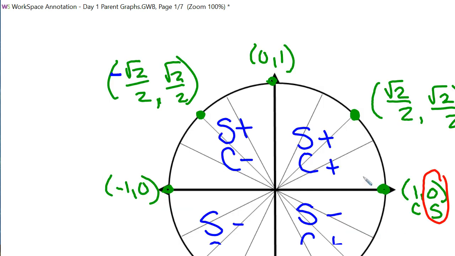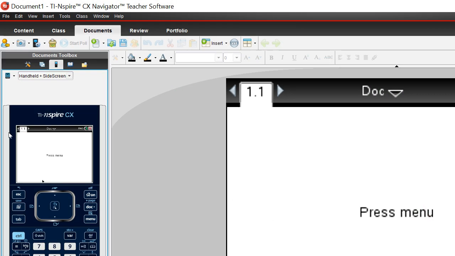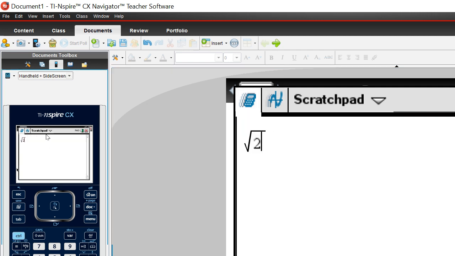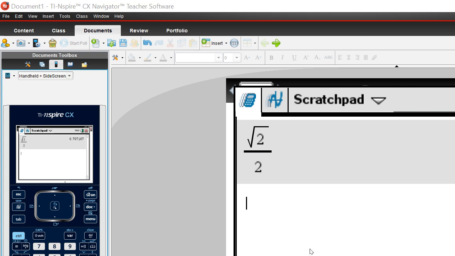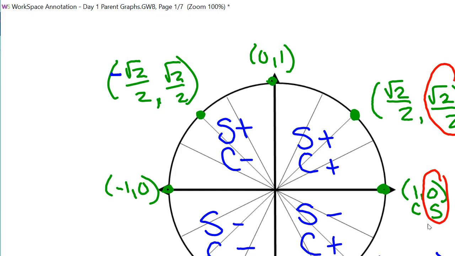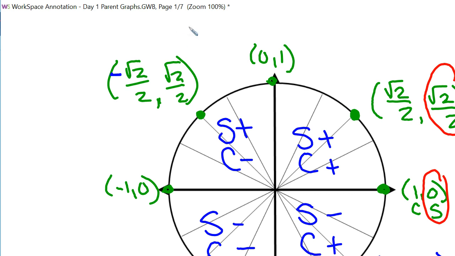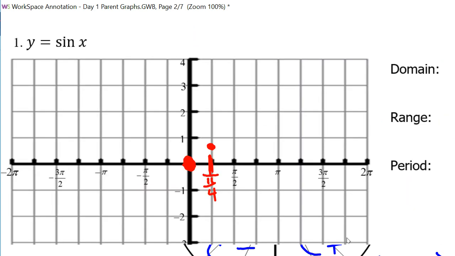So that next value is for pi over 4. Looking at pi over 4, the sine value would be the second value in the ordered pair. Now I need to approximate that. Square root of 2 divided by 2, for graphing purposes, we need to figure out what that value is approximately. It's about 0.7. So at pi over 4, put a point at 0.7. So pi over 4 goes up to 0.7, which would be about right here. And pi over 2, what is the sine for pi over 2? 1. So pi over 2 goes up to 1.